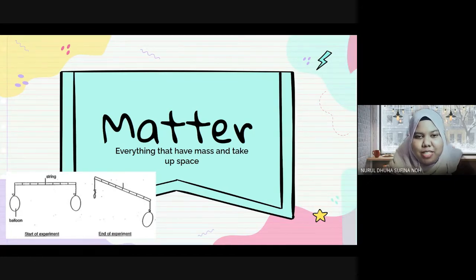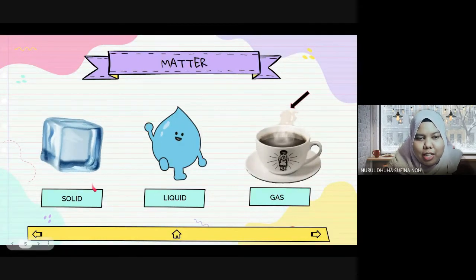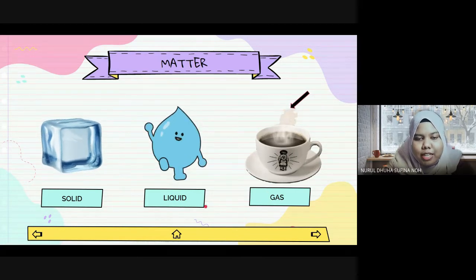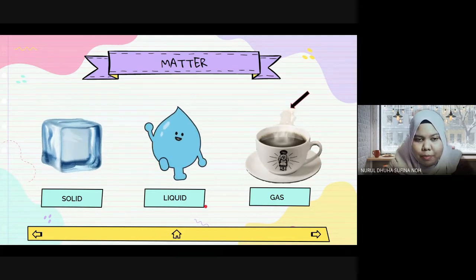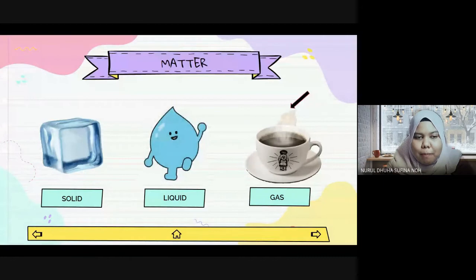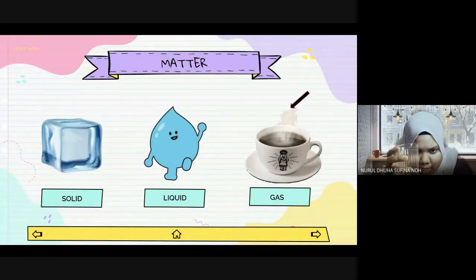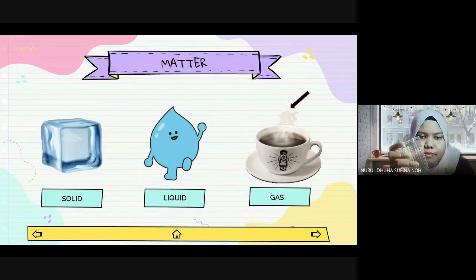So we proceed. Okay, matter can also exist in the form of solid, liquid, and gas, as I said just now. So we need to know the arrangement of particles, the kinetic energy of particles, and also the attraction force between particles. I will explain one by one. But before that, I want to ask, can you see the particles in this class? No, right?